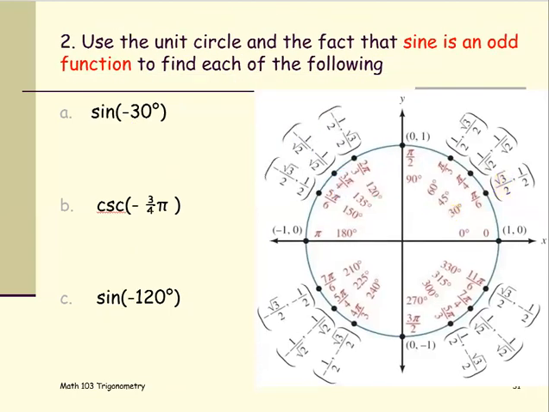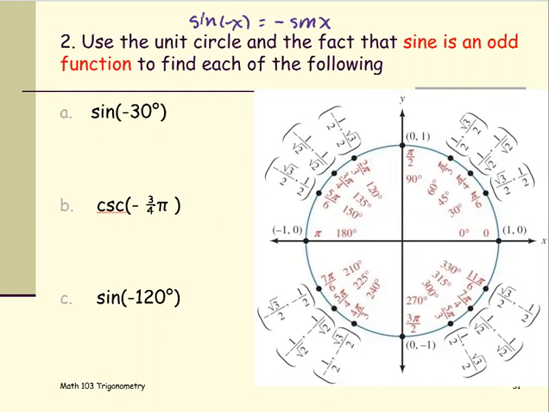The next set of the example, we use the unit circle and the fact that sine is an odd function. For an odd function, the sine of negative x is the same as negative sine x, and the graph is symmetric with respect to the origin. We're going to use the unit circle for this example and also use the odd function property.